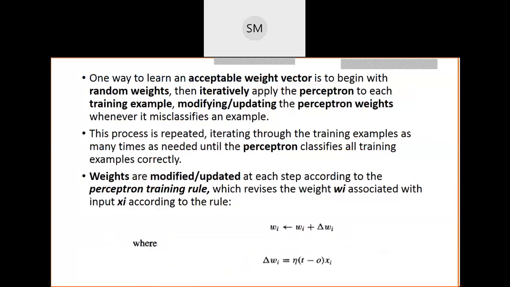There is one method to learn, or to find, this acceptable weight vector, which is to begin with random weights. I am giving you the general idea now; next we will see exactly the perceptron rule and the delta rule. Right now I am discussing the first one, the perceptron rule. In the perceptron rule, what do we actually do to get the weight vector as output?